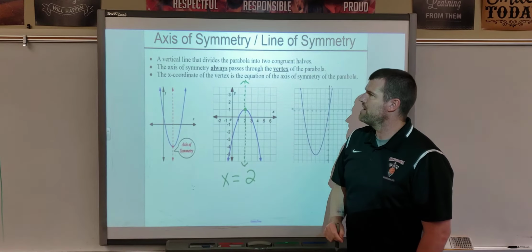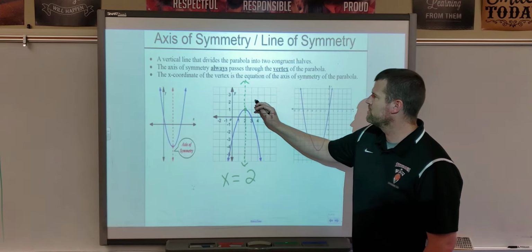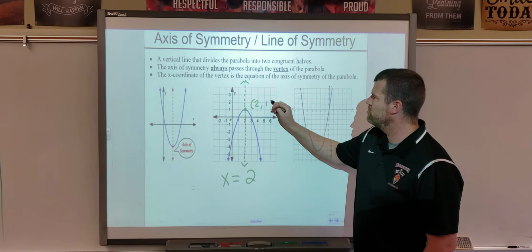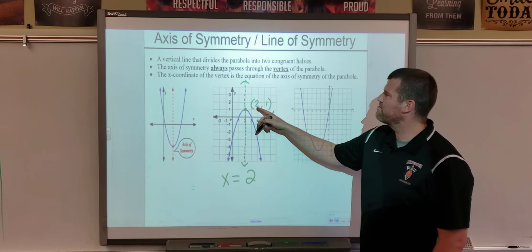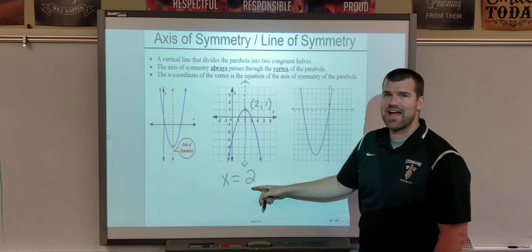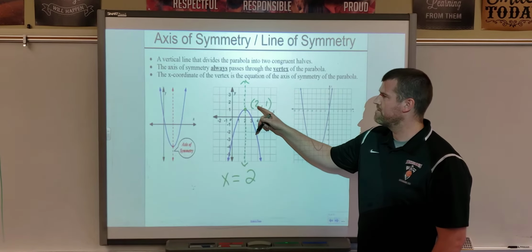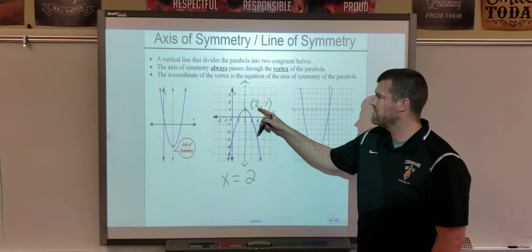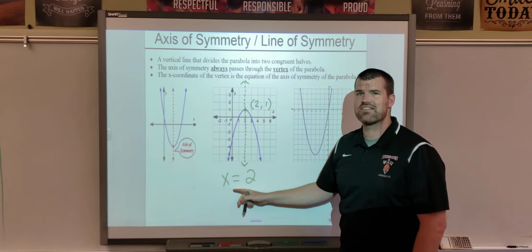I also made note of that up here, that the x-coordinate of your vertex, so the vertex here was 2, 1, the x-coordinate of your vertex is always the equation for your axis of symmetry. So since our vertex had an x of 2, the axis of symmetry was x equals 2.